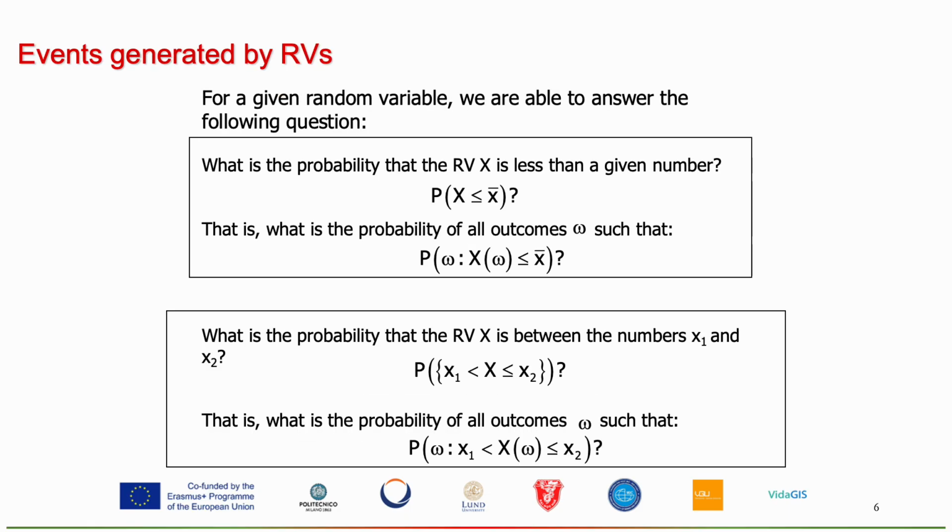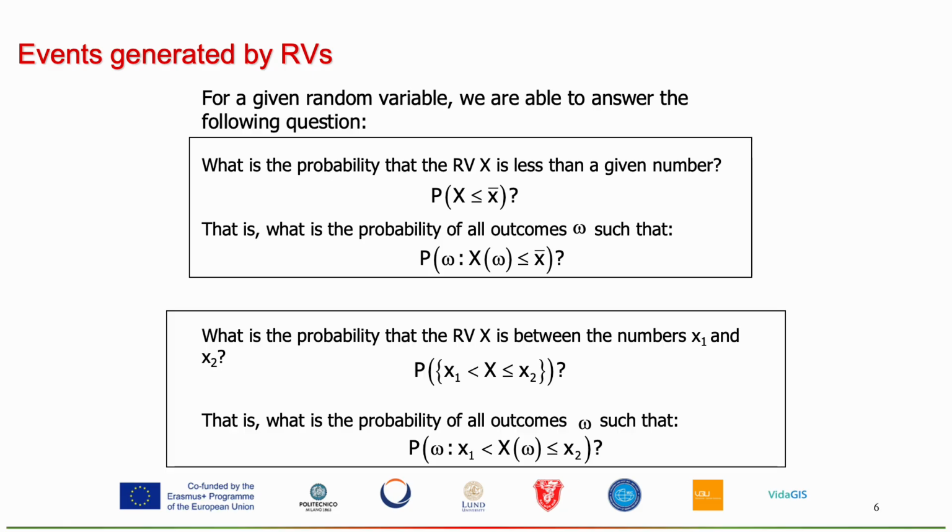Now, for a given random variable, we are able to answer the following question. What is the probability that the random variable X is smaller than a given number? So the probability of X smaller or equal to x. This is clearly equal to the probability of all the outcomes omega such that X of omega is smaller than x. What is the probability that the random variable X is comprised between the numbers x1 and x2?